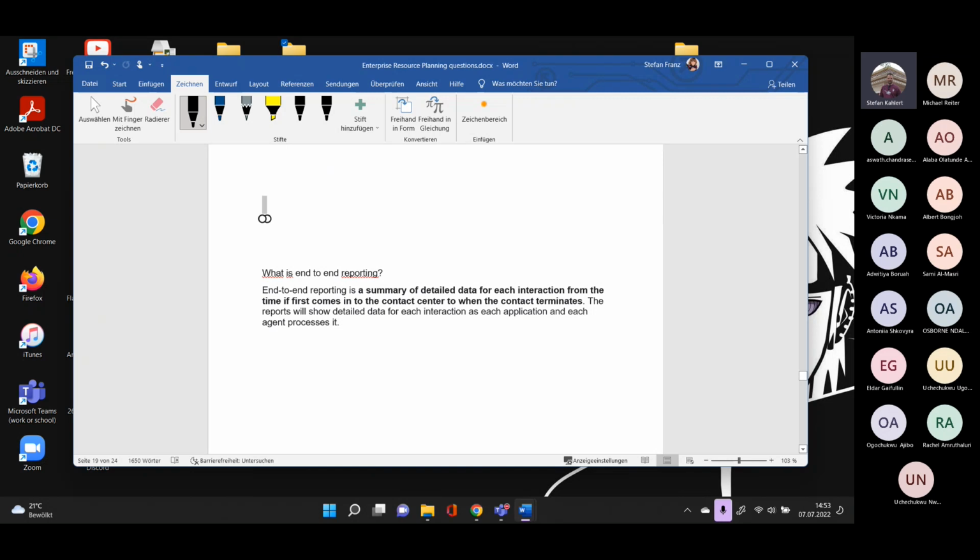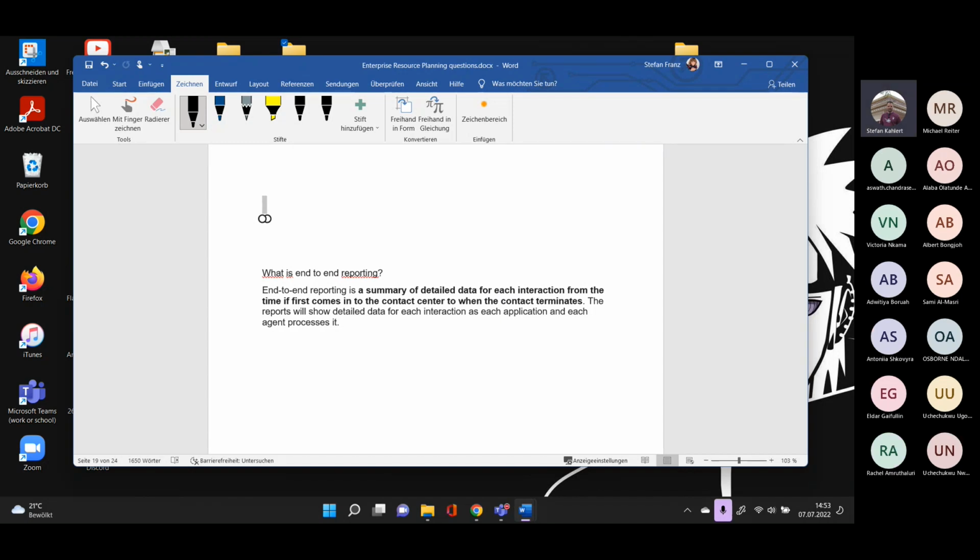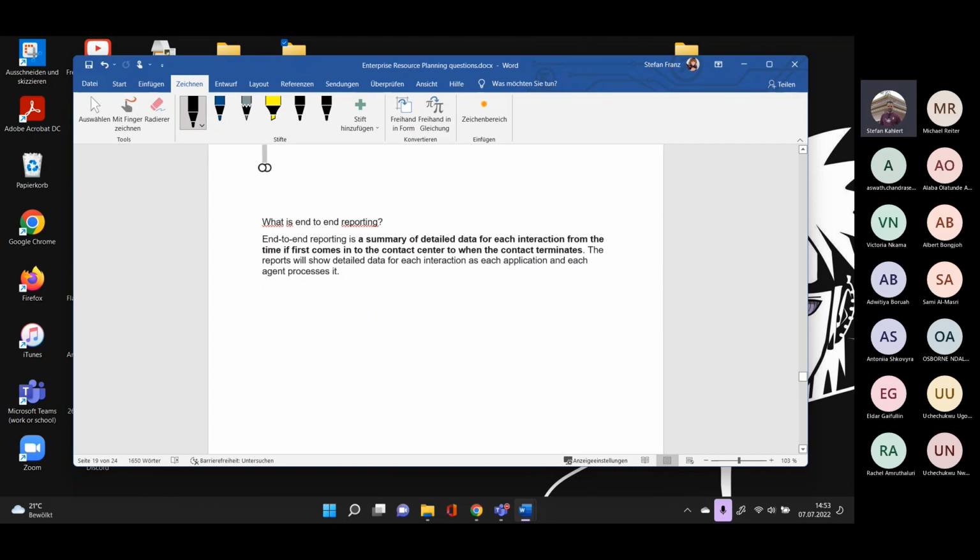End-to-end reporting: data of each interaction from the time it first comes to the contact center until the contact terminates. So for instance, if you're in a call center, you have a certain case which you work on, or you are on a help desk hotline, then you can create an end-to-end reporting, or you can get it out of the ERP system.